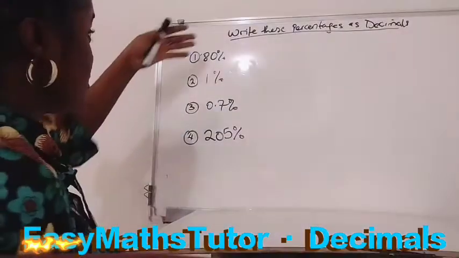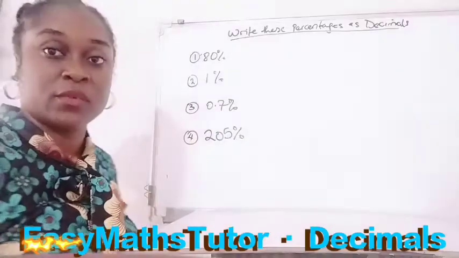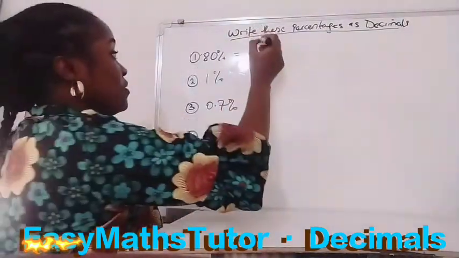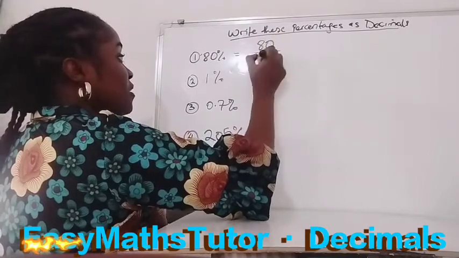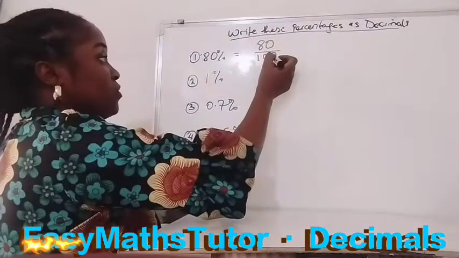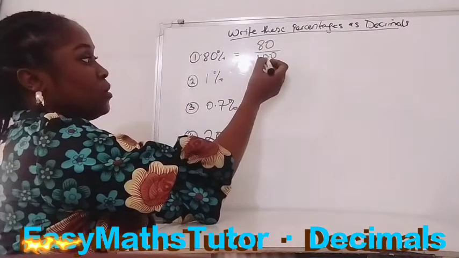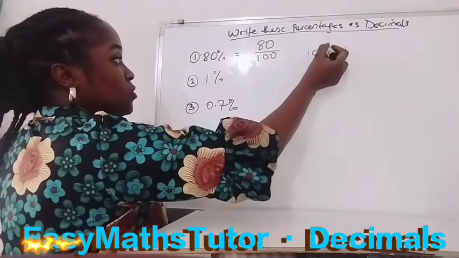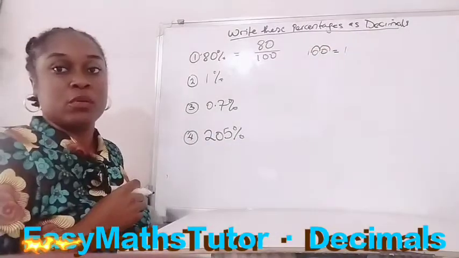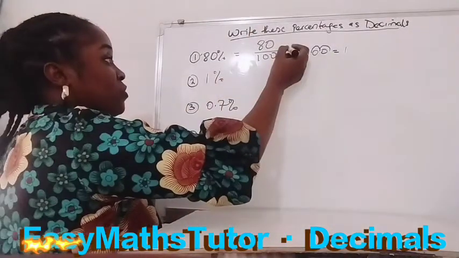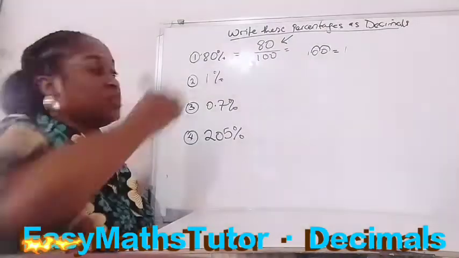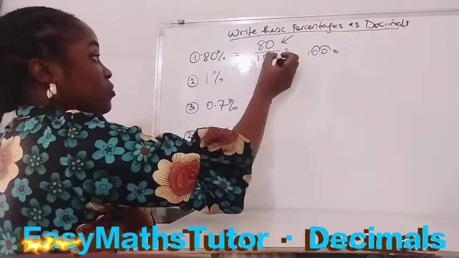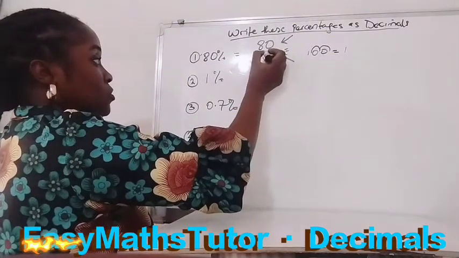In this section, we're going to write these percentages out as decimals. So these are the 4 questions we're going to tackle. 80%, quickly we'll write it out in full. 80% is 80 over 100. So since it's over 100 and we have 2 zeros, to convert this 100 to 1, we'll have to count 2 decimal places to your left. Remember, whatever you do on the numerator you will do on the denominator, and vice versa.